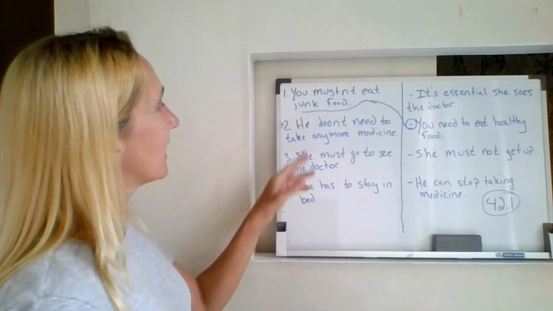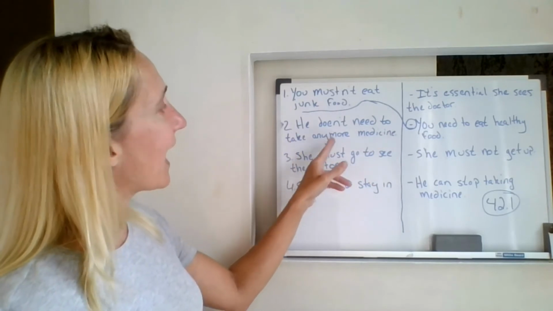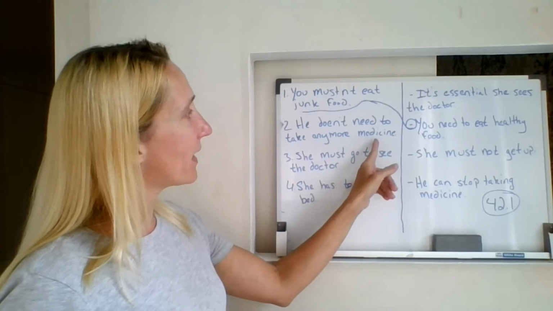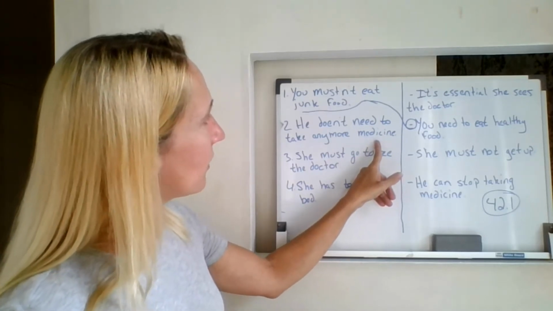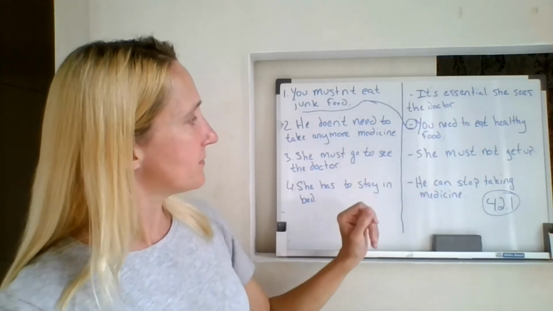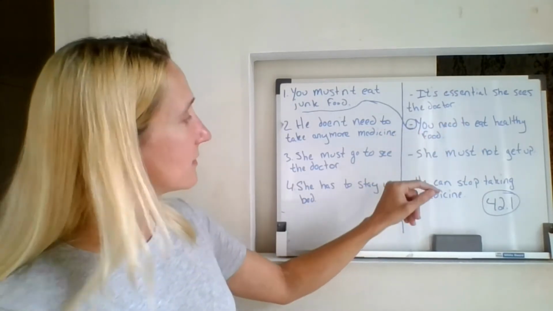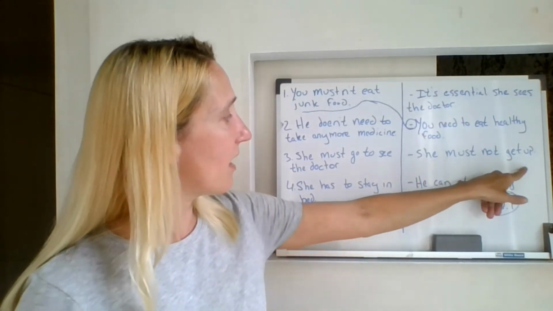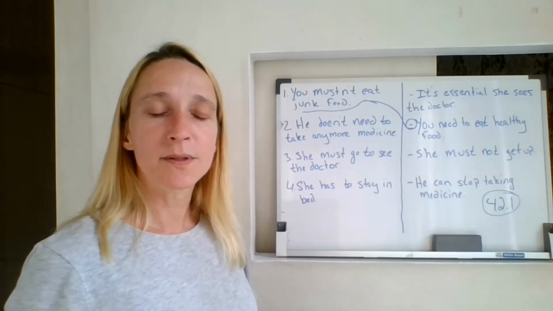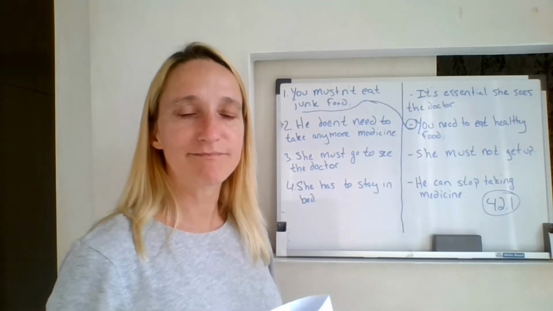Number 2, he doesn't need to take any more medicine. Where does that go? It's essential she sees the doctor. We know this isn't it. She must not get up. He can stop taking medicine. Which one do you think it is?